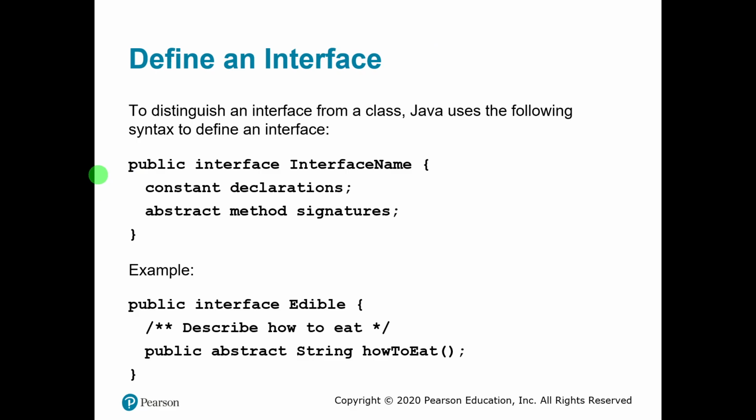So how do we define an interface? We just say public interface and we give it a name, and then we declare any constants and any abstract method signatures that we are going to require for those that implement the interface. So here's an example of an interface called Edible. The interface Edible only requires one method, called howToEat, and it returns a string. So the Edible interface requires that any classes that implement it have a method called howToEat.